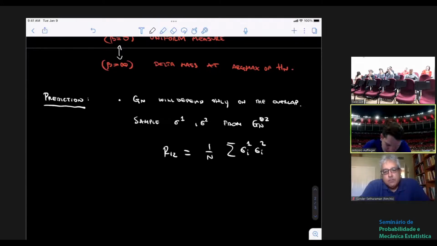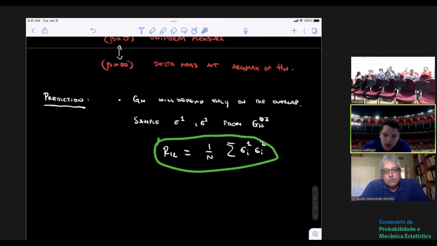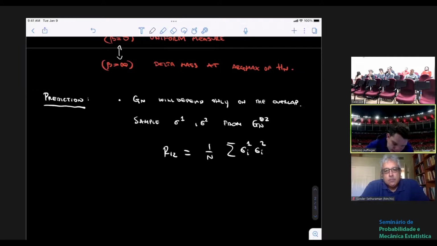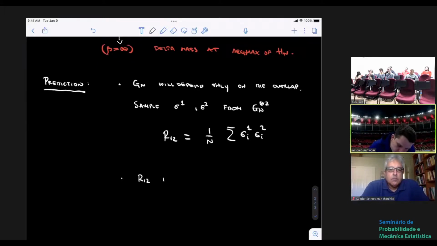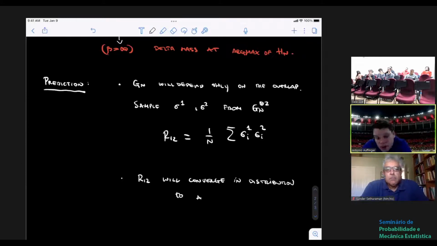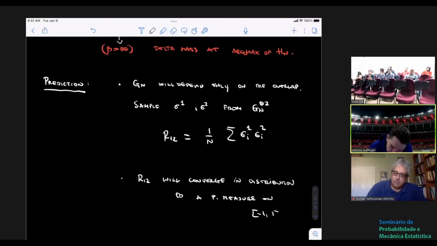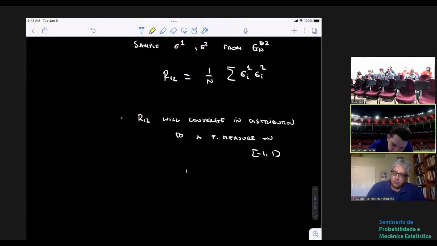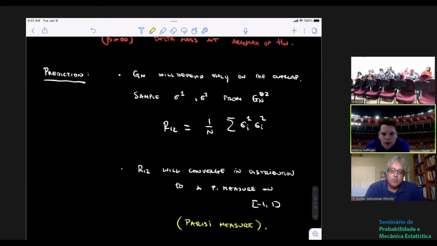So this sequence of measures, as n goes to infinity, will actually only depend on this. If I can describe a limit theorem for this quantity, then I'll be describing essentially my whole model. And then it turns out, and I'll make things precise, that R12 will converge, let's say in distribution, to a probability measure on negative 1, 1. And this guy is what we call the Parisi measure.